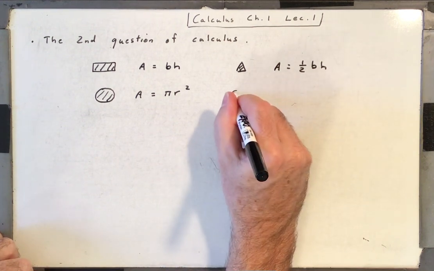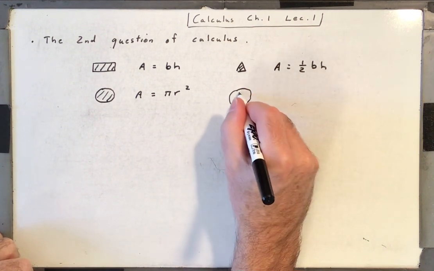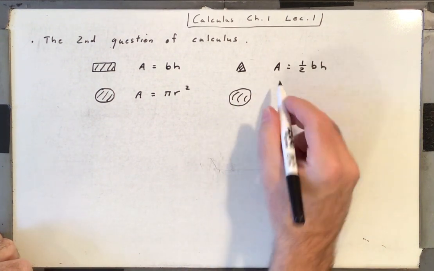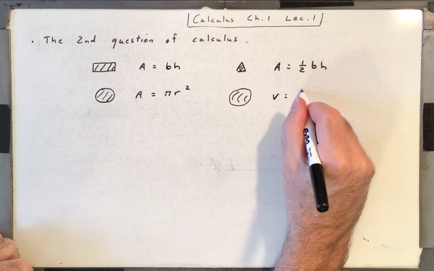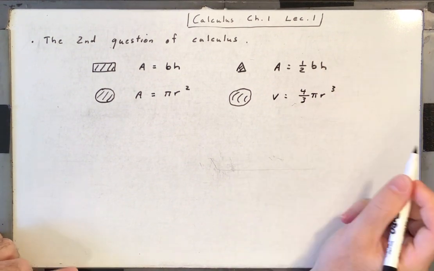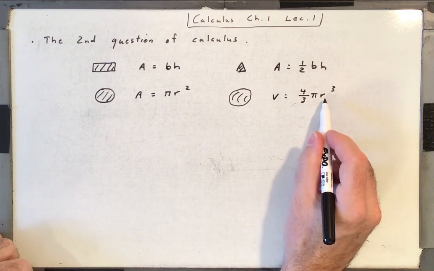How about the volume of a sphere? It's a terrible looking sphere, but I'm trying to, volume. It's a fancy one, 4/3 pi r cubed. But we do have an equation. If we know the radius, we can get the volume.